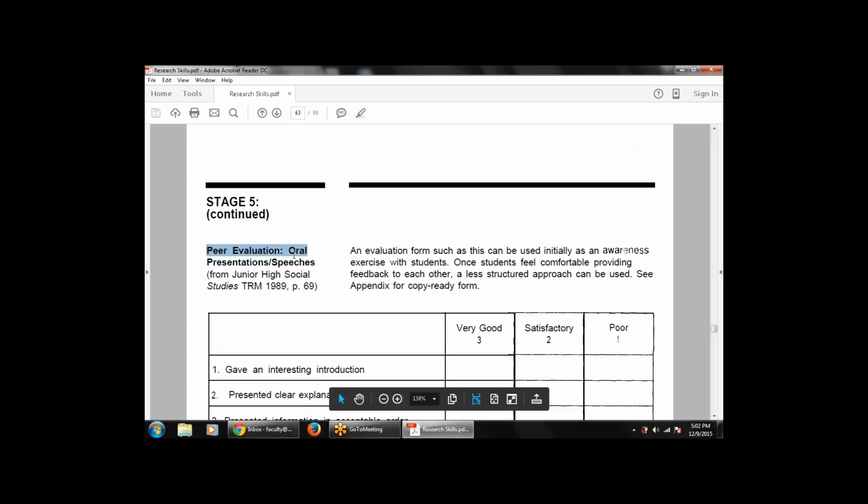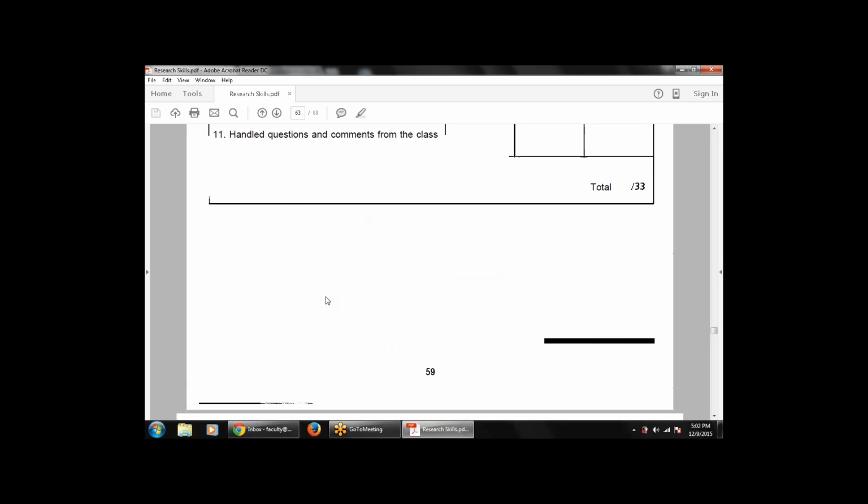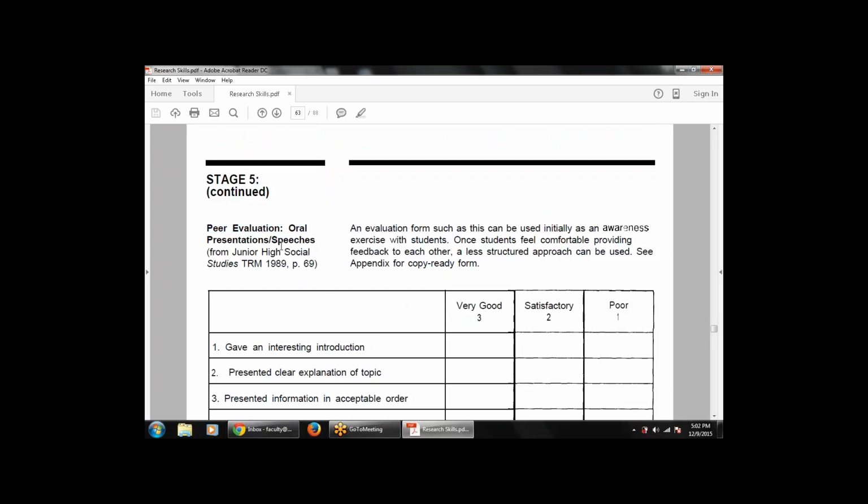The next is the peer evaluation. So one is the self-evaluation, the next is the peer evaluation. You can evaluate your peers and your colleagues, for example on oral presentations and speeches. An evaluation form such as this can be used initially as an awareness exercise with the students. Once students feel comfortable providing feedback to each other, a less structured approach can be used. That is known as the peer evaluation. That means evaluating in the same category, at the same level.